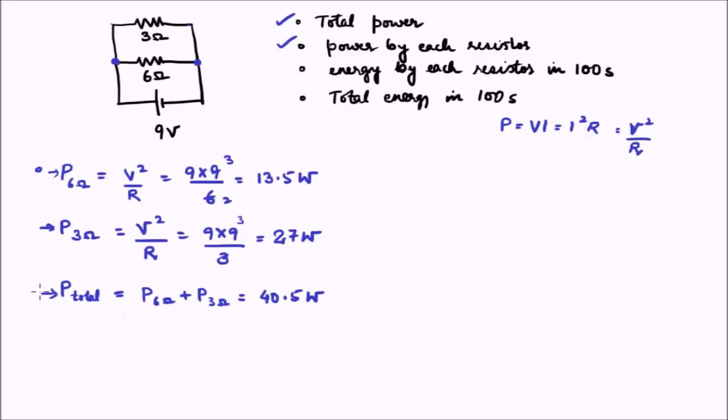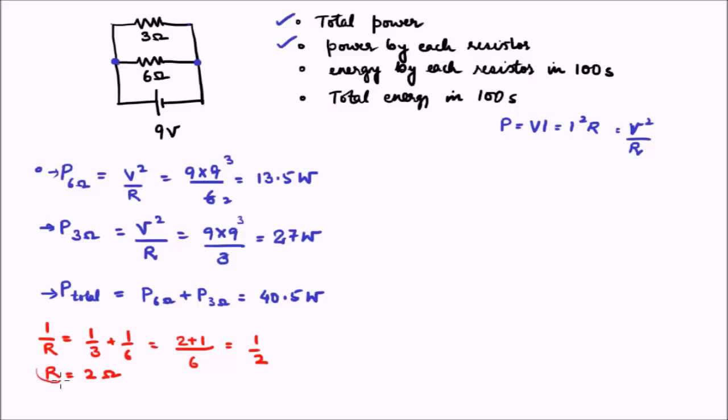What is the alternative way? We can simplify this circuit by finding the total resistance here. The total resistance R total will be 1 upon 3 plus 1 upon 6, since they are in parallel, the reciprocals will be equal to the sum of the reciprocals. That gives me 2 plus 1, that is 1 upon 2. So my R equivalent is 2 ohm.